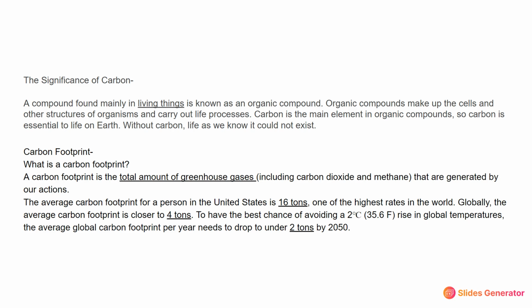And so many times you will hear, what is a carbon footprint? A carbon footprint is the total amount of greenhouse gas that is generated by our actions. And that is something that has come to light in the last 50 years where we're studying, okay, how much electricity am I wasting? And what is my carbon footprint? So the average carbon footprint for a person is 16 tons. It's one of the highest rates in the world in the United States. Globally, though, the average carbon footprint is closer to 4 tons. So we want to make sure that our global temperatures do not increase. And so in order to do that, we'd have to lower greenhouse gases. And so our goal is to drop it down so everyone is using 2 tons per year.